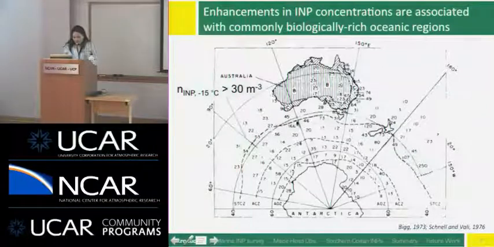They suggest that the spatial correlation of these peaks coincides with these dotted lines, which represent areas of ocean convergence. The idea is that when you have two ocean water masses colliding, you have an upwelling of nutrients and a mixing of nutrients that then lead to biological productivity. This is all a spatial correlation though, right? And so this is just a hypothesis. It has been entertained in recent years because of the importance of understanding INP in these remote ocean regions.